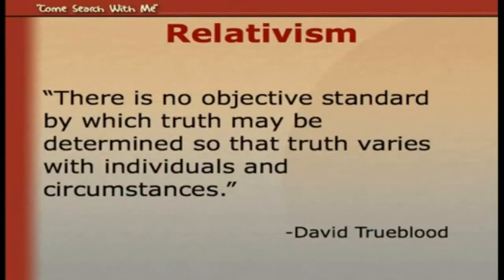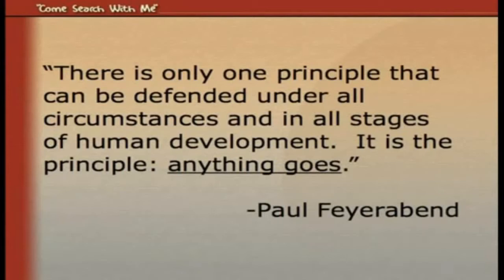Because this is what they say. There is no objective standard by which truth may be determined, so that truth varies with individuals and circumstances. Or, there is only one principle that can be defended under all circumstances and in all stages of human development. It is the principle, anything goes. I'd like you to remember that phrase, anything goes. Anything goes is also everything goes, correct? Are you with me? Yeah. Everything goes is the same as everything is acceptable. All right, so we're going to look at that in a few moments.